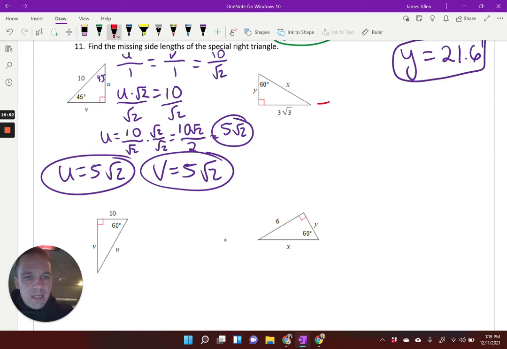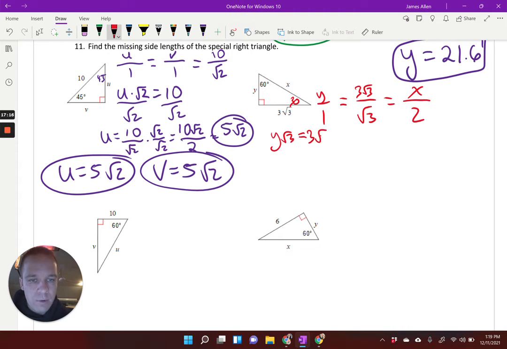I've got a 30, 60, 90. And I've got, let's see here, 1, root 3, and 2. We'll go with y, which is across from the 30, right? Because that's a 30-degree angle. Across from my 60 is 3 root 3. And then across from the 90 is x. So I'm going to cross multiply and solve. For y, I'm going to have y root 3 equals 3 root 3 times 1, which is just 3 root 3. Now I got to divide by root 3. Now, usually we're like, oh, gosh, I'm going to have to rationalize. But these cancel, and I'm left with y equals 3.